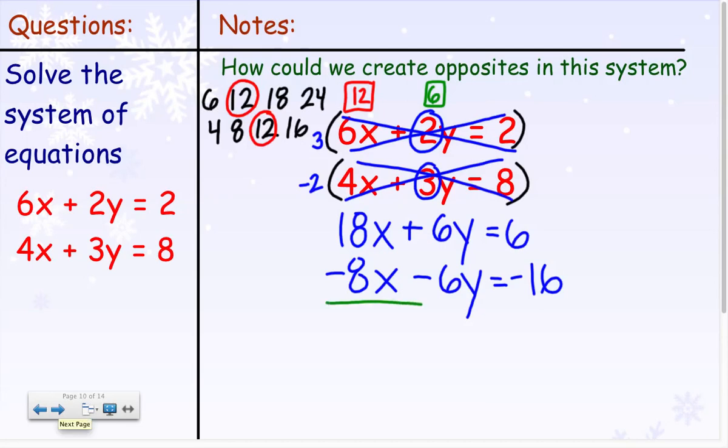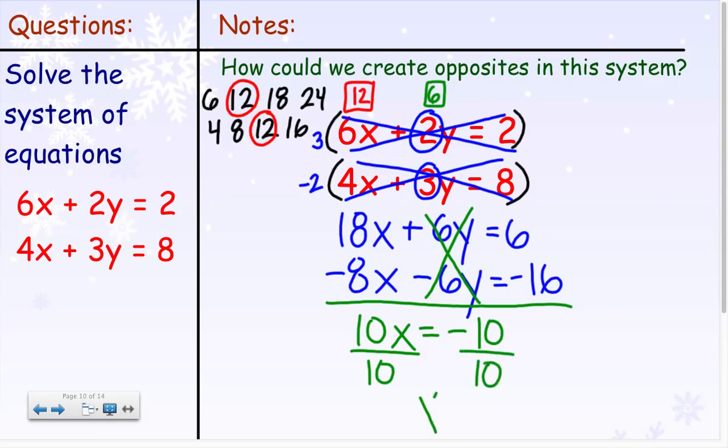Now I know I did this correctly if I made opposites, which I did. 6 and negative 6. 18 minus 8 is 10. 6 minus 16 is negative 10. Divide both sides by 10. I'm left with x equals negative 1.